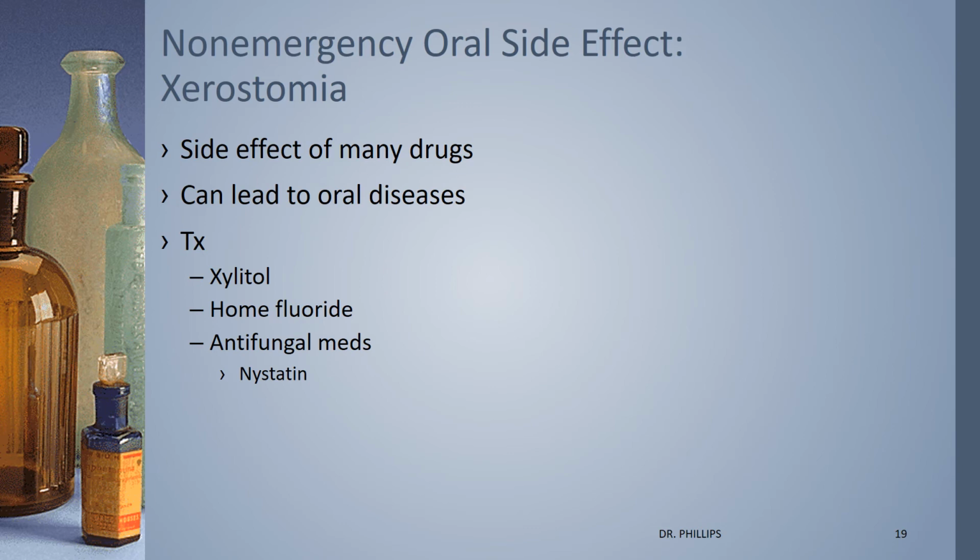So anytime a person has xerostomia, it can lead to other oral diseases. And some of those include fungal infections. It also can cause an increase in dental caries because the person doesn't have that natural salivary flow to wash away the bacteria and the sugar. And it can also lead to poor, ill-fitting dentures. So xerostomia can be a contributing risk factor for a number of oral diseases.